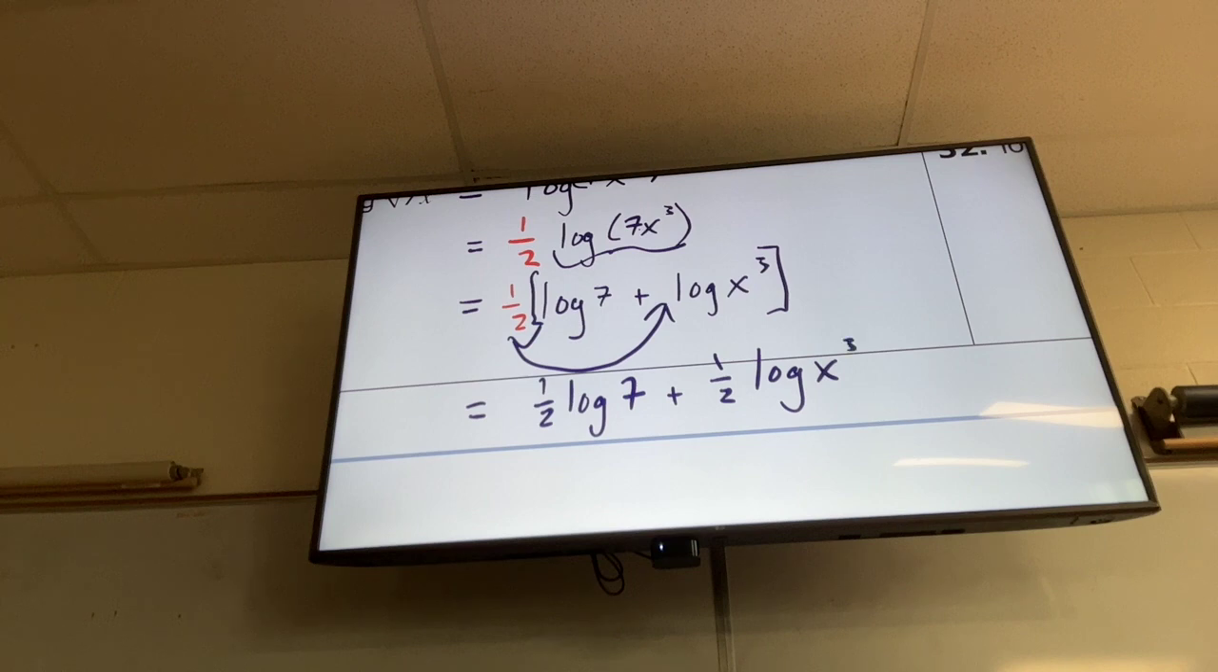Last step here is what? That 3 there needs to come outside and be a coefficient. So it's going to be 3/2 log x. All right, that was a toughie, right? That was a curveball.